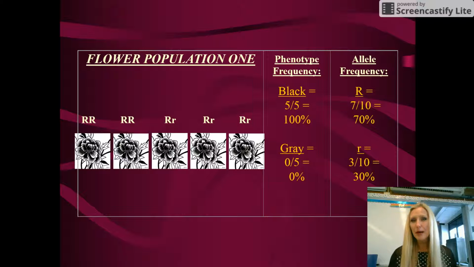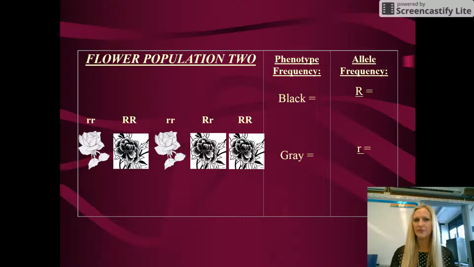Now this gives us a lot better idea of what we could possibly expect in the next generation. In the next generation, we could have all black flowers, and evolution maybe wouldn't have happened, but we could also have maybe 1 or 2 gray flowers and evolution wouldn't have happened either. It just depends on which alleles get passed on with which frequency to the next generation. So if our allele frequencies stay the same from one generation to the next, about 70% capital R and about 30% lowercase r, evolution doesn't happen, even though maybe the phenotypes have changed slightly.